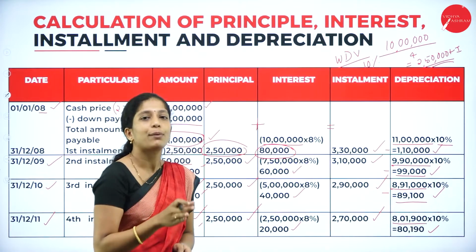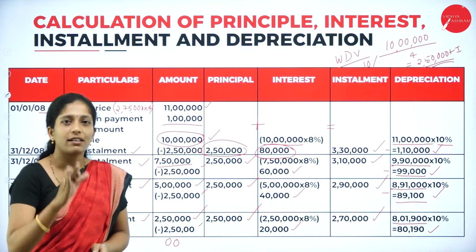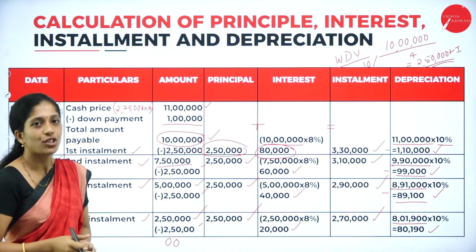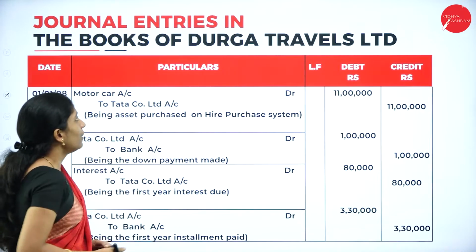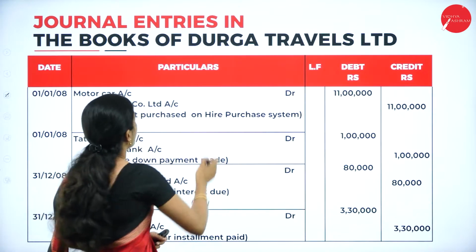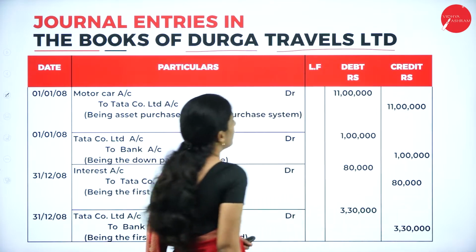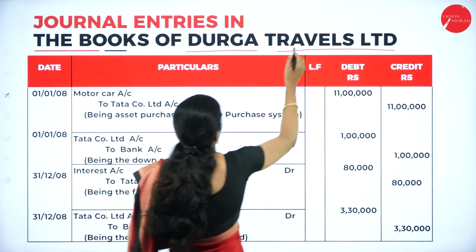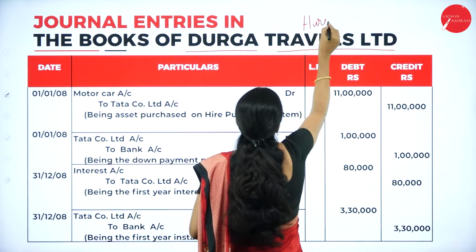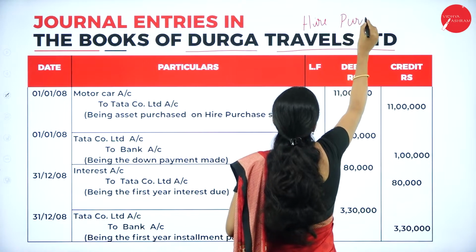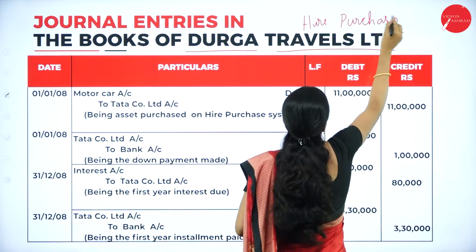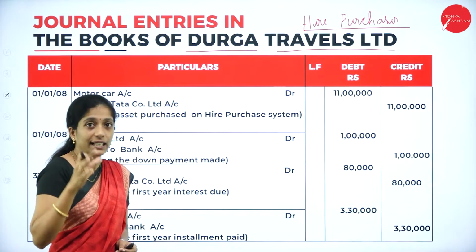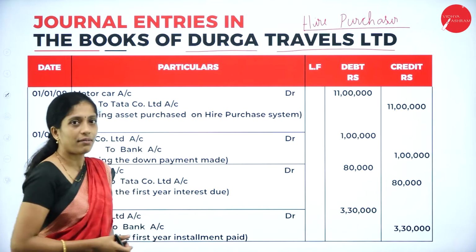Now go through the journal entry, that is journal entry in the books of hire purchaser. The entry will be same. Only thing is that you have to pick the amount from here and post the entry in the journal entries. Now, journal entries in the books of Durga Travels Limited. Who is Durga Travels? He is the hire purchaser. So we are going to record the journal entry in the books of hire purchaser. Here they have clearly given the name of hire purchaser, that is Durga Travels Limited.